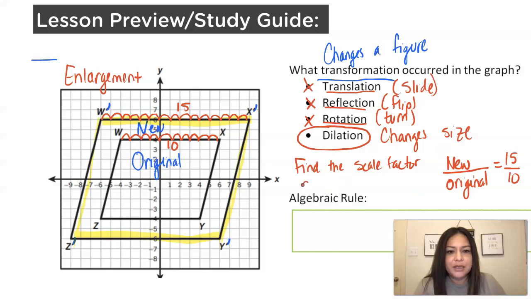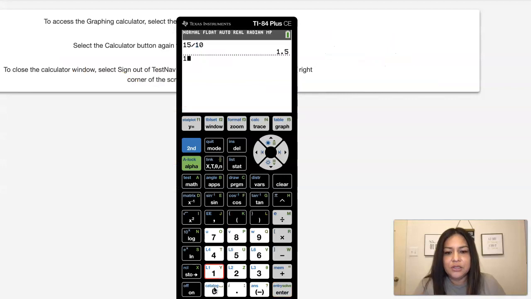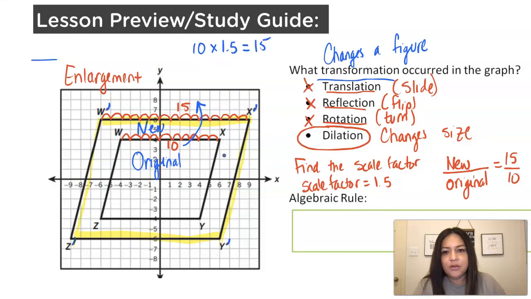So I'm going to say scale factor equals 1.5. So that is going to be the number that I multiply by the original to get the new. Let's go ahead and check it out. Let's see if that's true. Let's try multiplying 10 times 1.5. Let's see if it does give us 15. So 10 times 1.5 equals, and we get 15. Yay, we got exactly what we needed to get, which is the number that we multiplied by the original to get the new.